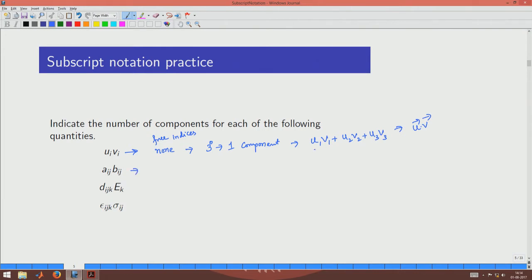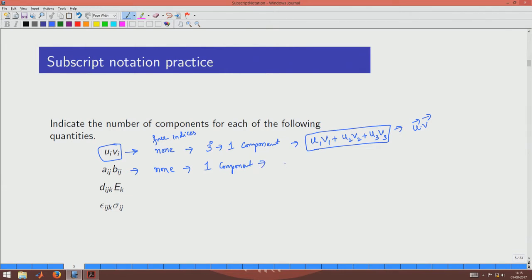You can see the savings in terms of the writing. So such a large expression is going to be represented by a very brief expression, u_i v_i. Take an expression like u_i a_ij and b_ij, it is the same thing here also. So the number of free indices is none, which means that there is just one component, and when we try to expand this, then we would see the savings.